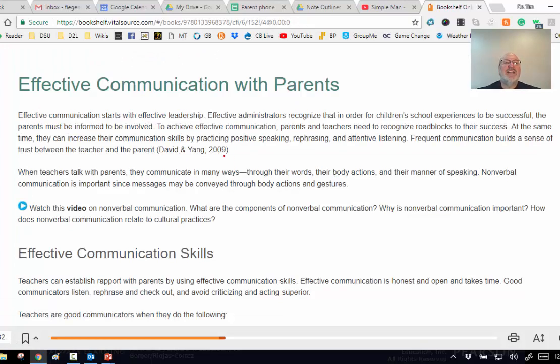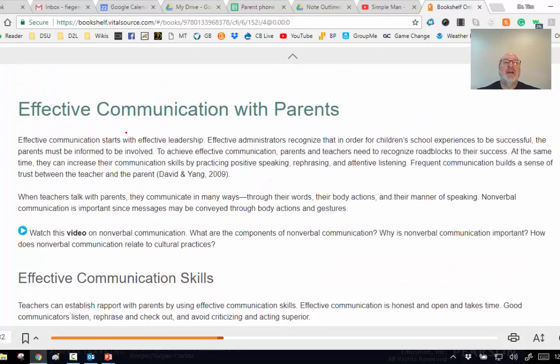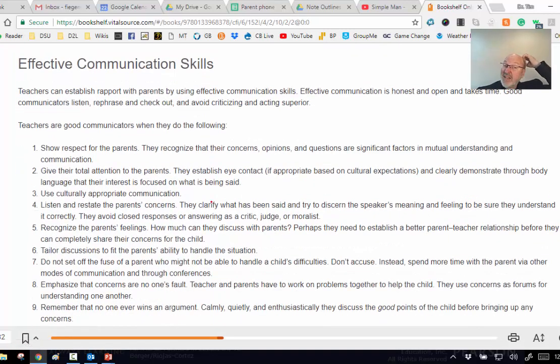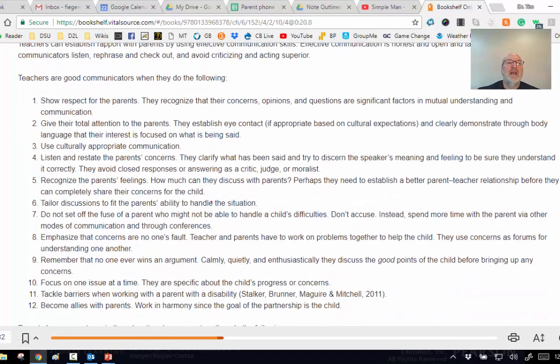So let's look at this effective communication with parents. It starts with effective leadership, and often that is a district-wide approach and attitude. Recognize the order of children's school experience to be successful. Parents must be informed and involved, and you know that. Teachers talk to parents in many ways: their words, their body actions, their manner of speaking. And all that, as we talked about before, is communication, and nonverbal is important. So here are effective communication skills.